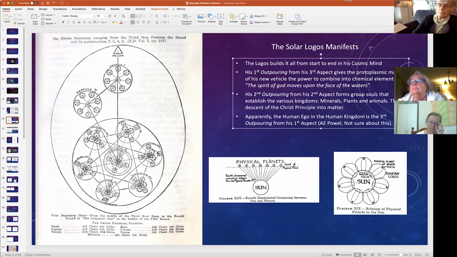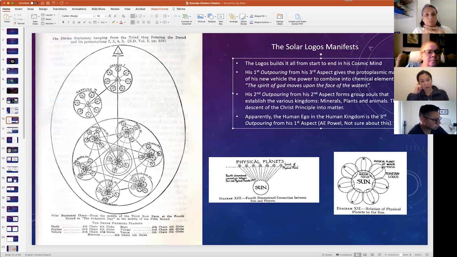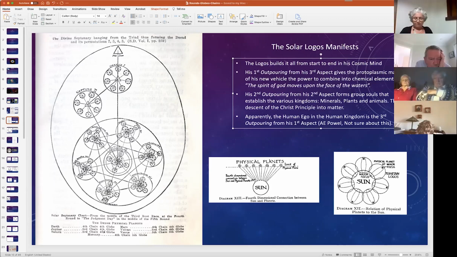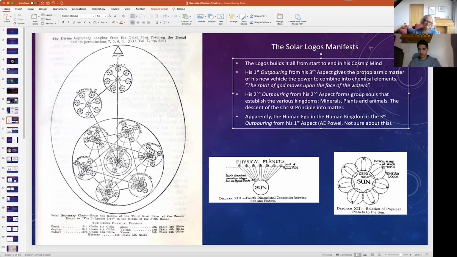So one sees the dense body of a planet starting to form there in its fourth globe, but it's still in its third chain. When we get to the next couple of slides that show how these things descend down onto the planes, and how in the early stages they don't have a dense physical body, they have subtler bodies, you'll perhaps understand why those things are just gas balls.